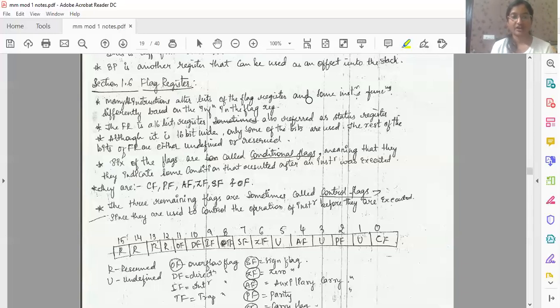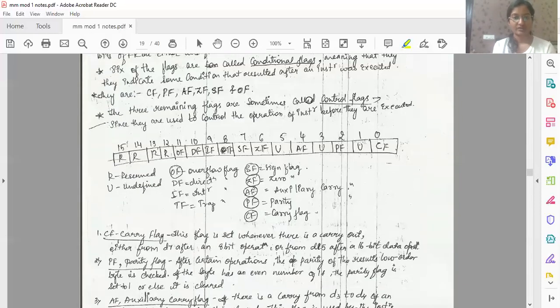Then we have control flags, since they are used to control the operation of the instruction before it is executed. So there is a difference, and you should make out this difference. Control flags will control the instruction, whereas conditional flags are affected by the output of the instruction. Right? So when you draw the flag register, the sequence has to be the same. The functions of each of these flags, we will study in the next video.